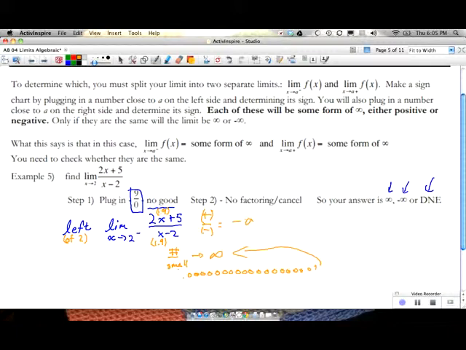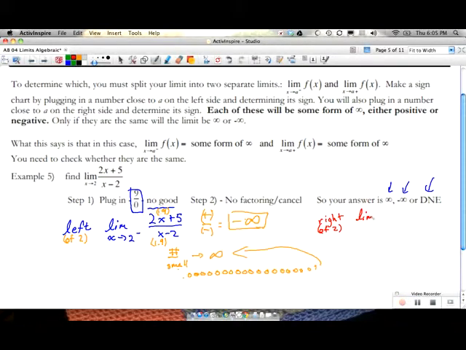So this here would be negative infinity, because we got a positive number over a negative number and it's going to infinity, but it's going to be negative infinity from the left side. Well, let's look at the right side now. From the right side, we're going to use a similar technique, but we're going to look on the right side of 2.